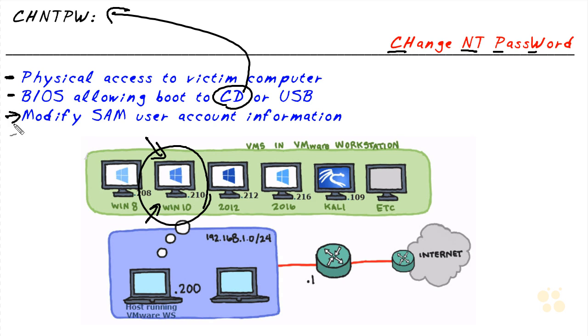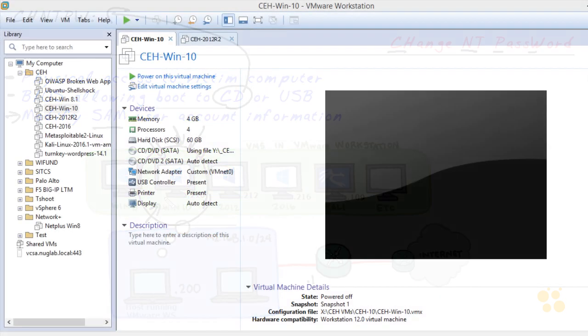Having booted to that CD and using this utility, he's going to modify the SAM user account information. And he can do things like resetting the password so there is no password. Then the attacker would remove that bootable media and boot the Windows 10 computer to Windows, and now there's no password for the account. So he can log in, and now he's got full access as that user, the local user on this Windows 10 computer. So let's do this thing.